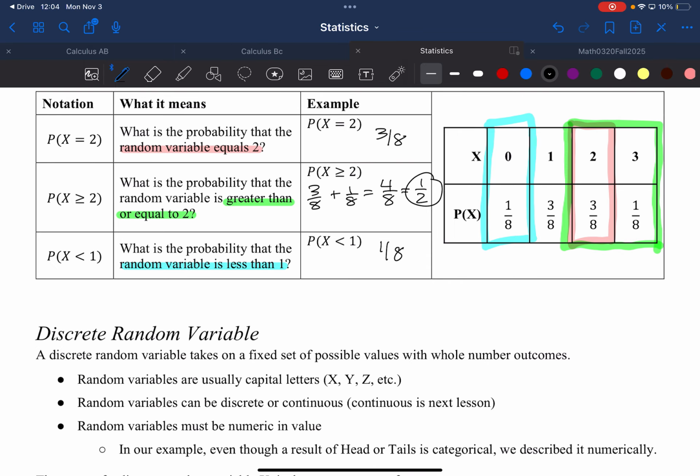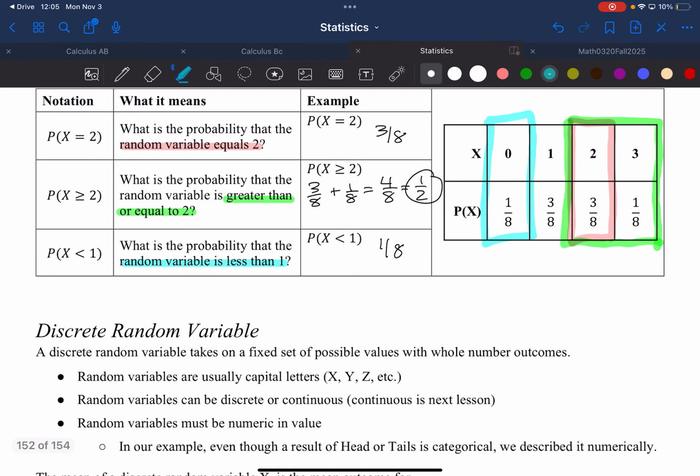Now we're going to talk about the two different types of random variables. So we have discrete and continuous. It says a discrete random variable takes on a fixed set of possible values with whole number outcomes. When you see the word discrete, I want you to think of a counting number, so a number that you count. So 1, 2, 3, 4, etc. Random variables usually use capital letters. The most common ones you're going to see are X, Y, and Z, but it can be any letter capitalized.